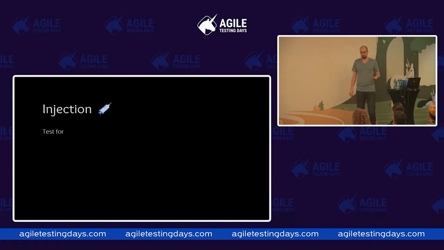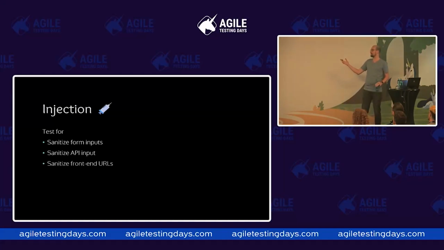So what can we test for as testers that are not experts? We can test for the sanitization of form inputs. Are all my form inputs treated properly? We can look at the API inputs, because the API used by the front end is public, always. And we can sanitize the front end URLs, so that if an attack can happen, it cannot be sent to another person.